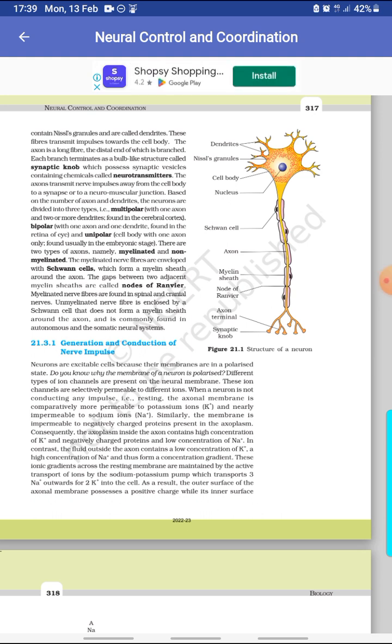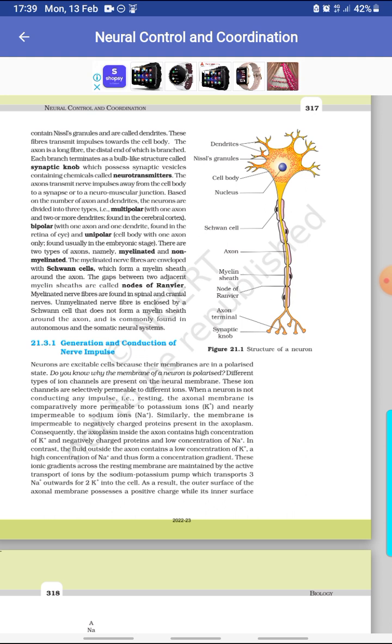There are two types of axons, namely myelinated and non-myelinated. The myelinated nerve fibers are enveloped with Schwann cells which form a myelin sheath around the axon. The gaps between the two adjacent myelin sheaths are called the nodes of Ranvier. Myelinated nerve fibers are found in spinal and cranial nerves. Unmyelinated nerve fiber is enclosed by a Schwann cell that does not form a myelin sheath around the axon and is commonly found in autonomous and the somatic neural systems.